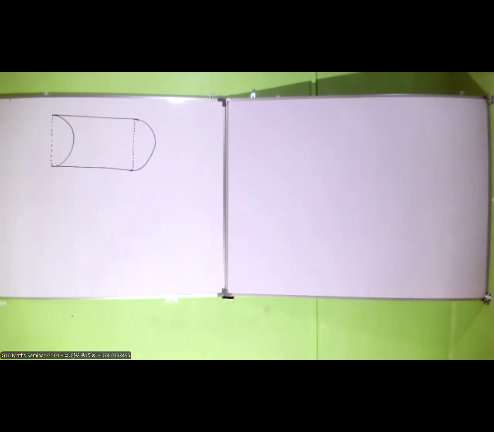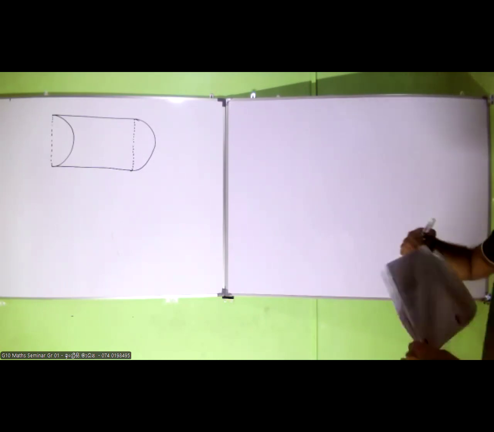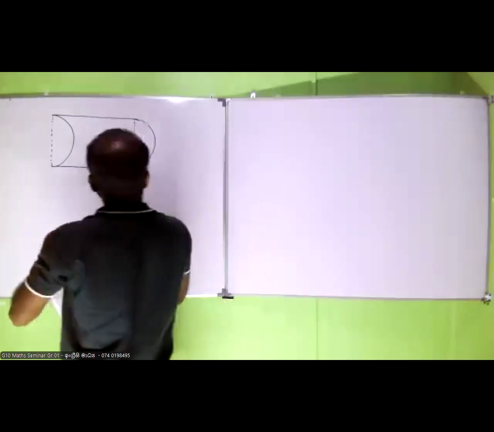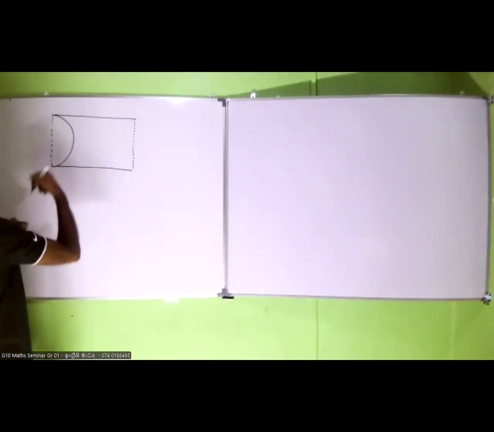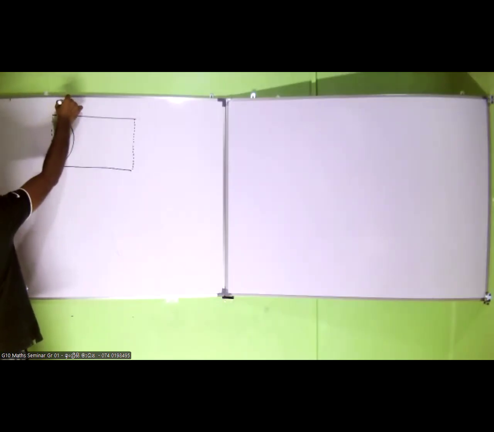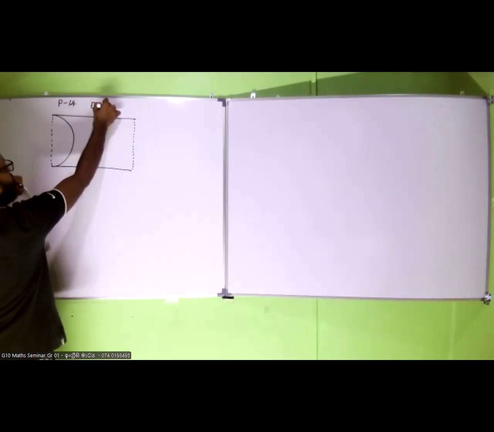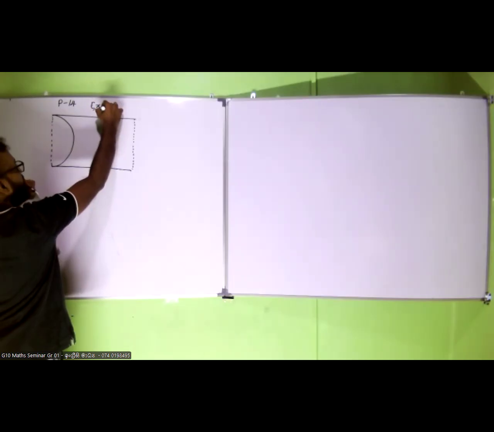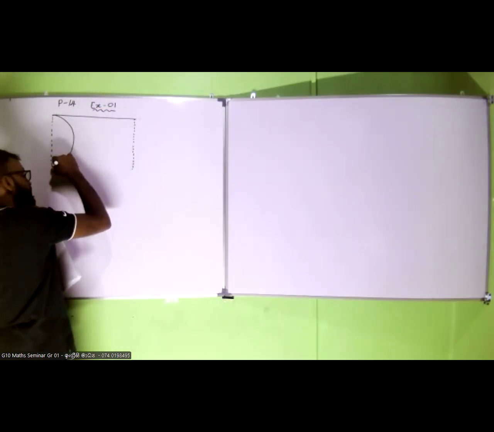I have drawn the figure roughly. This is from page number 40, Example number 1. We are going to find the perimeter of these plane figures, which are known as composite plane figures.